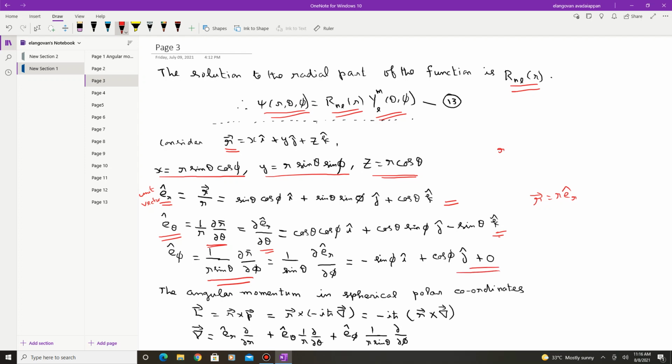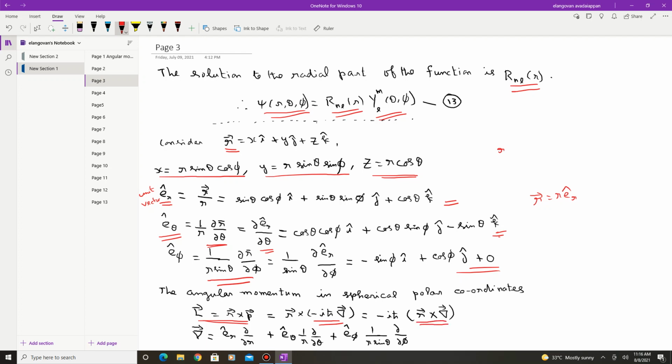The angular momentum in spherical polar coordinates is defined by L equals r cross p. L is the angular momentum, and p is the linear momentum. We know p is equal to minus h cross del; the operator p can be expressed in terms of minus h cross del, which is a del operator. From this, the angular momentum L may be expressed as minus h cross r cross del.